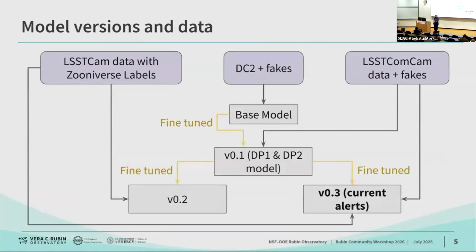This is a small summary of the models that we have so far and which data was used to train them. The base model was trained using DC2 and fakes data. From there, we fine-tune using ComCam fakes to create the 0.1 version. Then from the 0.1, we fine-tune to create the 0.2 using LSSTCam data with Zooniverse labels, which I will talk about in a moment. And again, from 0.2, we fine-tune to create the 0.3, which uses both the LSSTCam data with Zooniverse labels and the ComCam fakes.